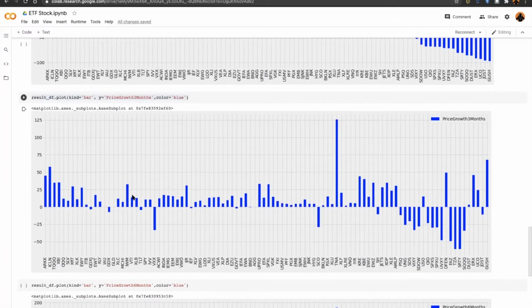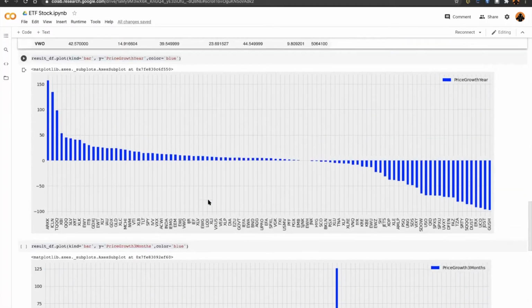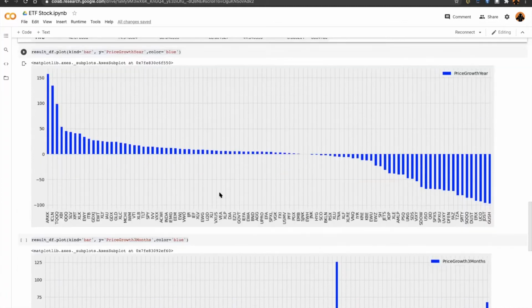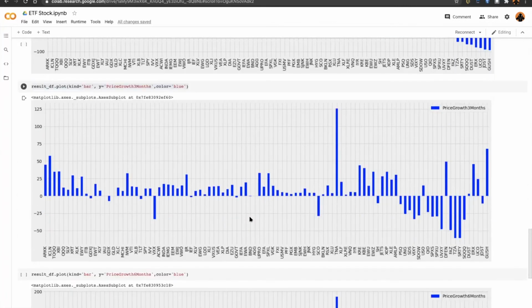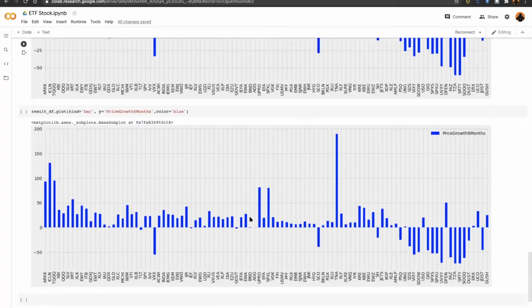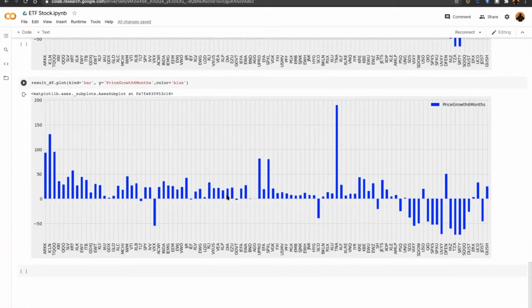This is the price growth over 3 months. So, last 3 months. This is the last 1 year, and this is the last 3 months. Then this one is the last 6 months. Based on each period, 1 year growth, 6 months growth and 3 months growth show different results.